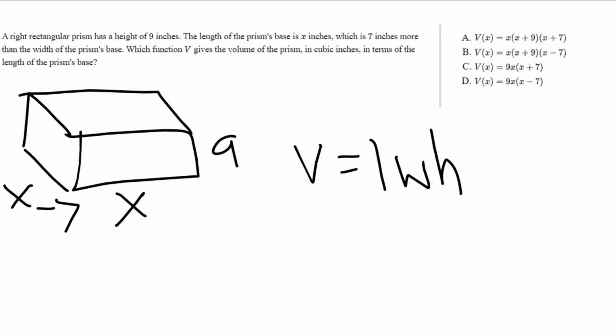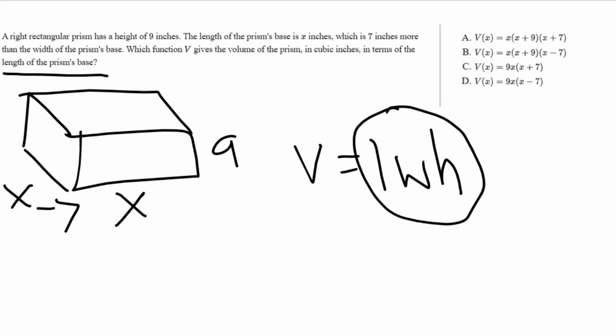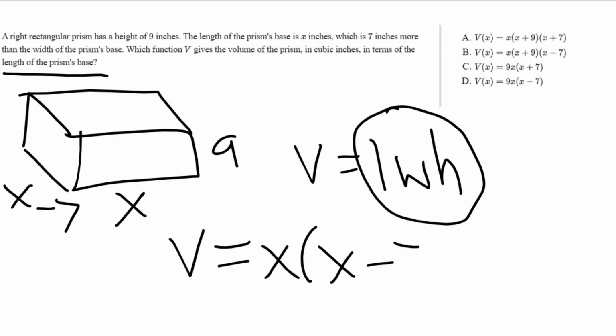It says which function of V gives the volume of the prism in inches in terms of the length of the base. So the length is x, so that every variable in this equation is going to be L, or in this case x, because x equals L. Luckily we already set it up that way, so the volume is going to be the length, which is x, times the width, which is x minus 7, times the height, which we already have as 9. Let's see if we can find the answer for that in the problem.